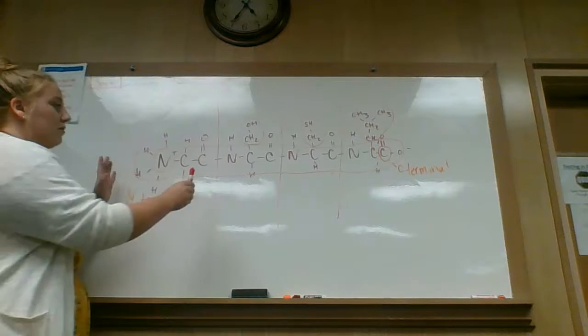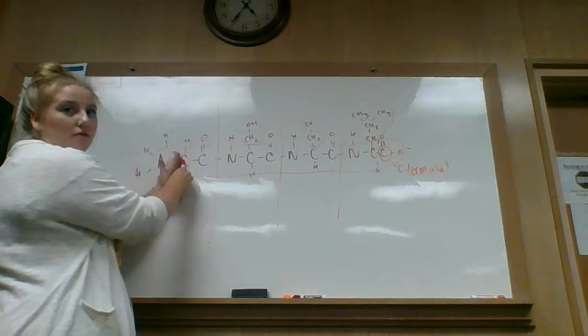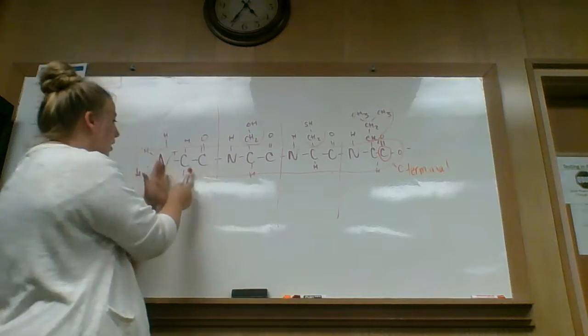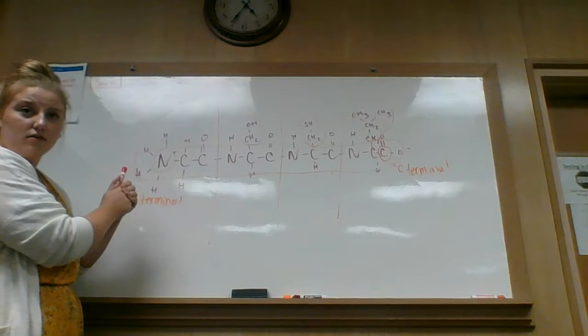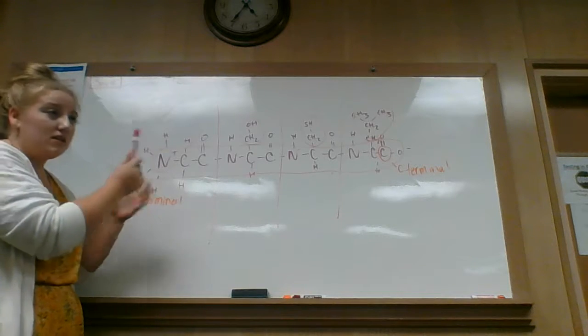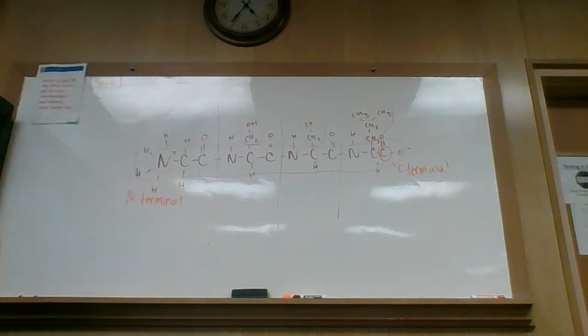And again, if you separate it into NCCs, the side chain has to be coming off of this carbon, right? These were easy because it was more than just a hydrogen. But glycine only has a hydrogen for its side chain. So don't let that confuse you. But you guys did really well with this. So this is probably going to be an essay question of some sort.